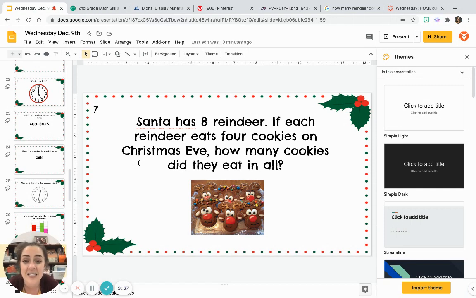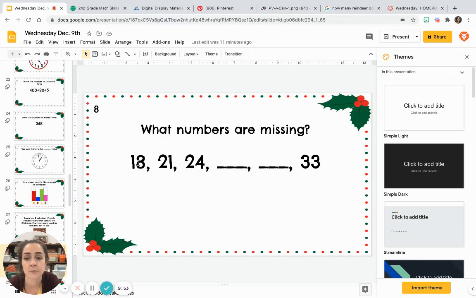So here it is. Santa has 8 reindeer. He really does. If each reindeer eats 4 cookies on Christmas Eve, how many cookies did they eat in all? So he has 8 reindeer. Each reindeer eats 4 cookies. How many cookies did they eat in all?